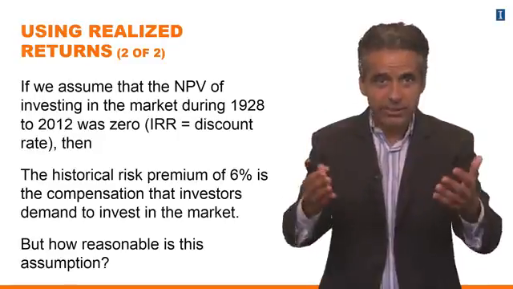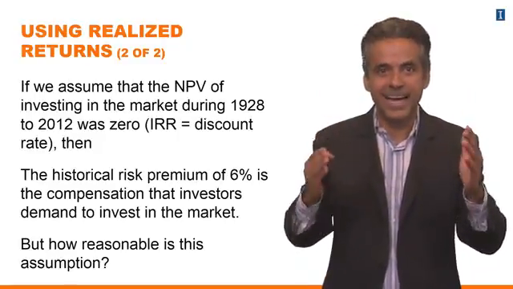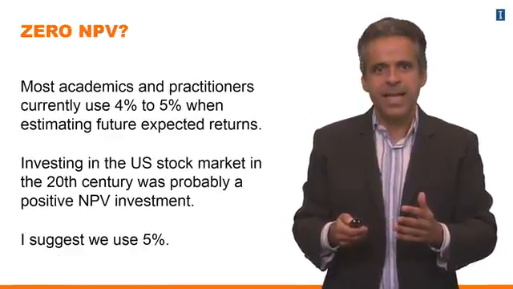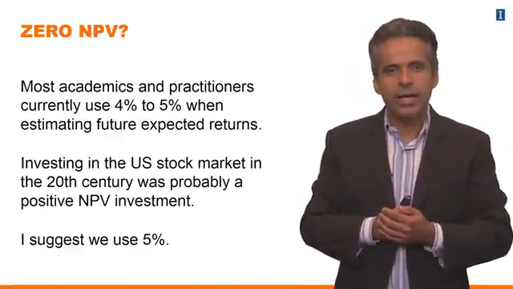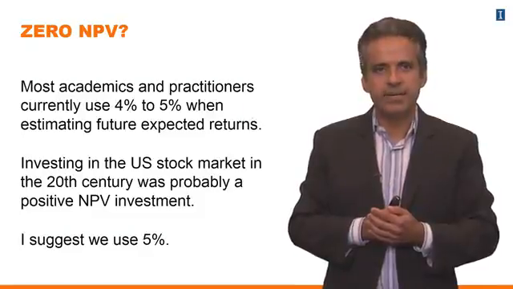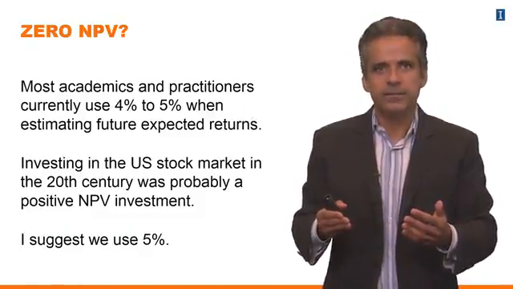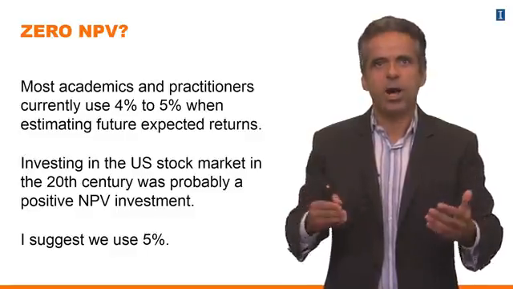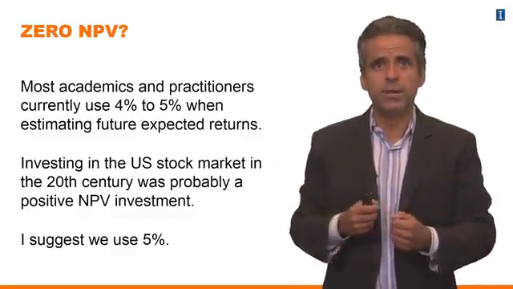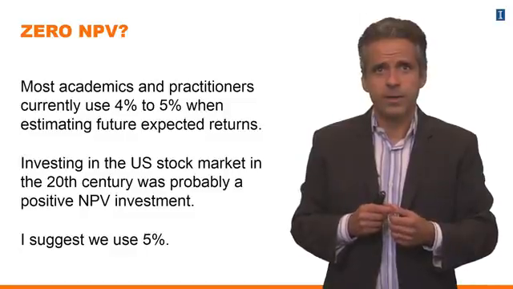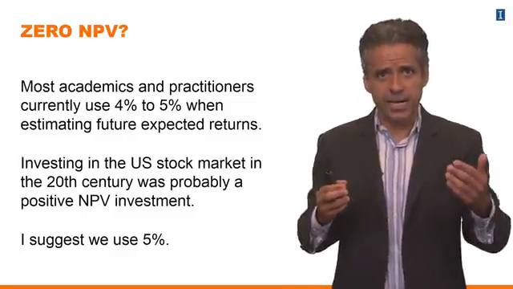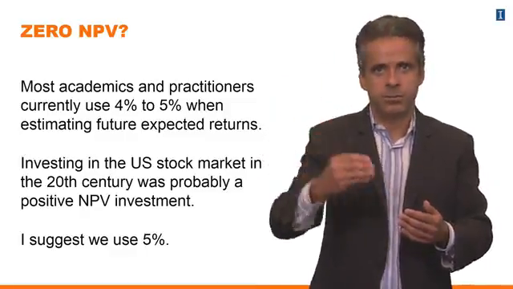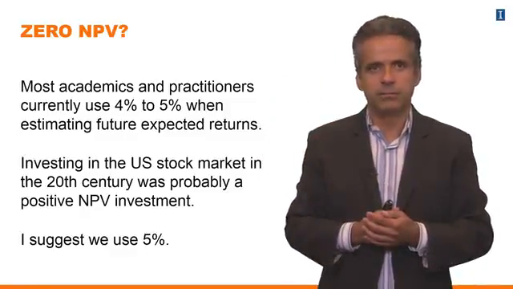Okay? But as we just discussed, this assumption is less likely to be reasonable for the stock market. Right? And it's very interesting when you look at what practitioners and academics are doing these days, okay? Most of the evidence that I see suggests that we are not actually using a risk premium of 6%, okay? So most academics and practitioners are using a lower risk premium when estimating future expected returns on the market, okay?